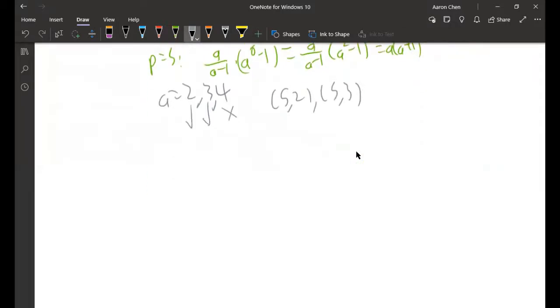And so finally, otherwise we have that P is greater than 5. And so if P is greater than 5, then we can see that P minus 2 is greater than (P minus 1) divided by 2. And we also have that 2 is not equal to (P minus 1) over 2. And so that means that P minus 1 is always composite.